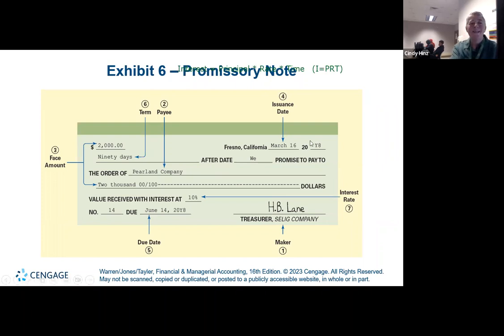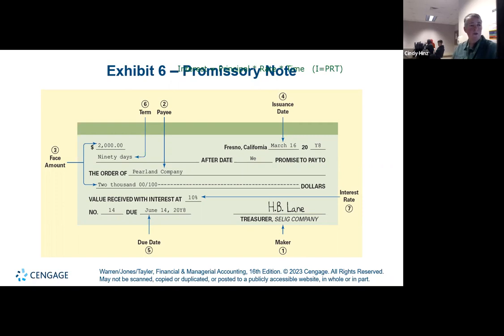We need to know the date that this was effective. That's the date the note was made. We said the maker of the note is the entity doing the borrowing. The date the note is made is also referred to as the issuance date. It's the starting date, and on this note, it's March 16th. Number 5 is the due date. In our exercise we're going to calculate when this note is due, because we know the date the note was made or issued, and we know the term or maturity length. So we're going to do that calculation.